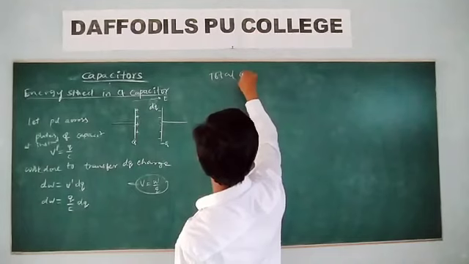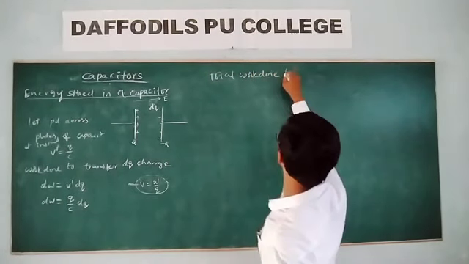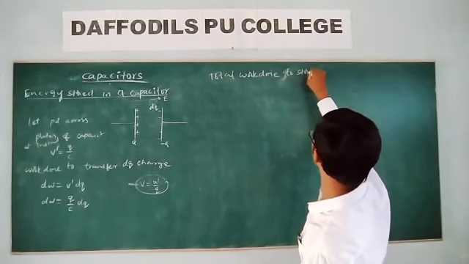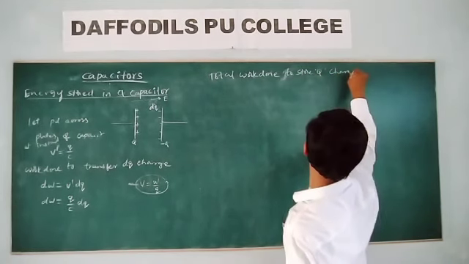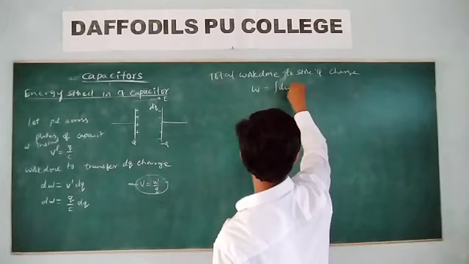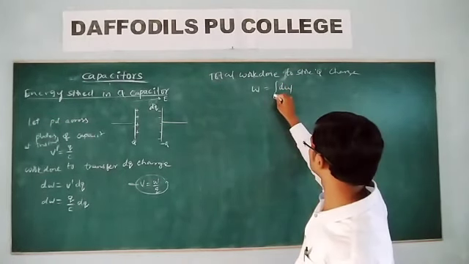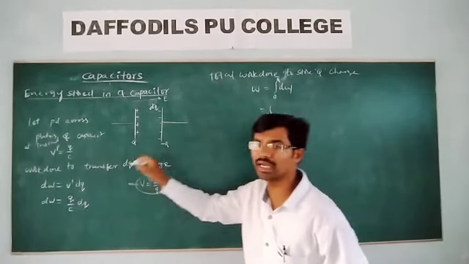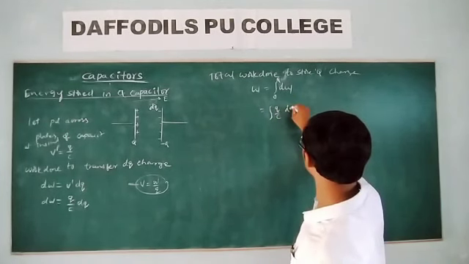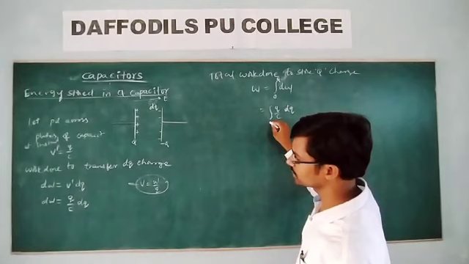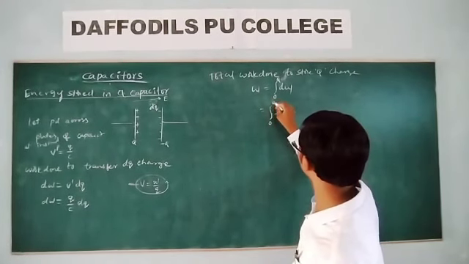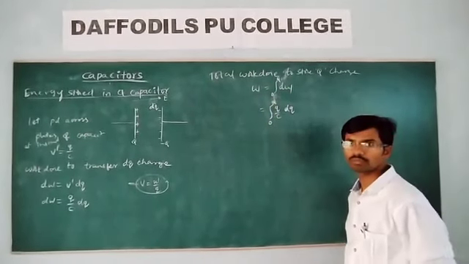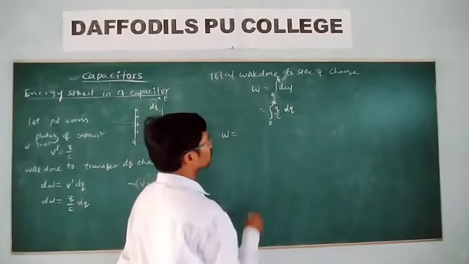Total work done to store Q charge, W is equal to integral dW, and the limits are 0 to Q. Substituting those values, integral dW is integral of q by C dq, with limits 0 to Q. That is equal to 1 by C times integral q dq from 0 to Q, as C is constant.